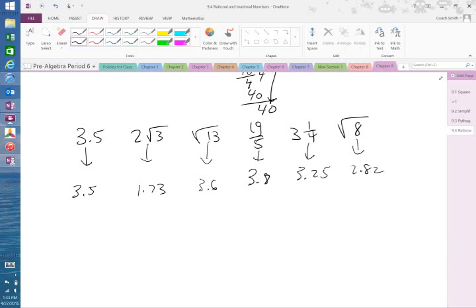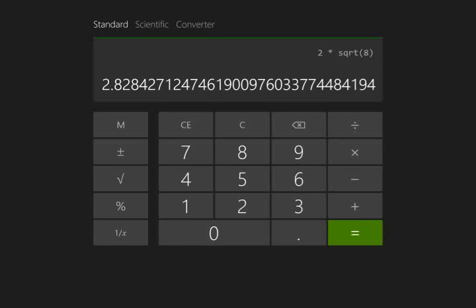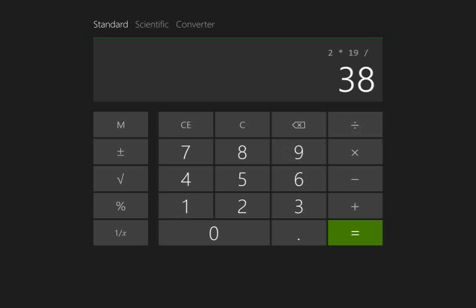Bottom line is you can use your calculator and just do this. 19 divided by 5. 3.8.